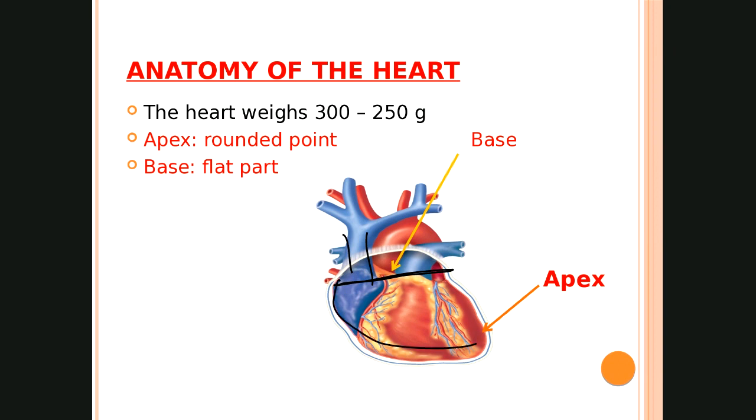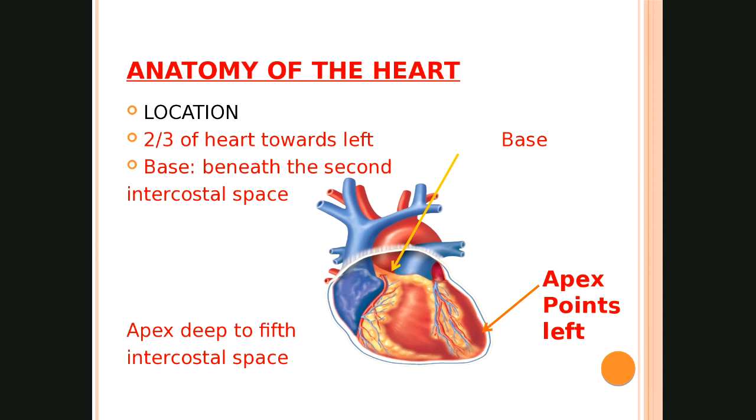The tapered end is called the apex, at the bottom, and notice that it is tilted towards the left side of the body. The heart is located between the second intercostal space and the fifth intercostal space. Again, it is in the middle of the thoracic cavity. However, it is tilted towards the left. The space where it's located is called the mediastinum.